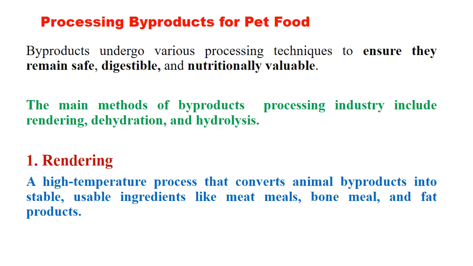So rendering is one of the important processes. This is a high temperature process that converts animal byproducts into stable and usable ingredients like meat meal, bone meal and fat products. So this is a process of high temperature sterilization. First there will be heating, then melting of fat, then sterilization. After that it will be unloaded, fat will be separated and the semi-solid non-fat materials will be dried, and then it undergoes grinding, and then we get all this meal like meat meal, bone meal and fat. Now all these are separately used as per the formulation in the pet foods.